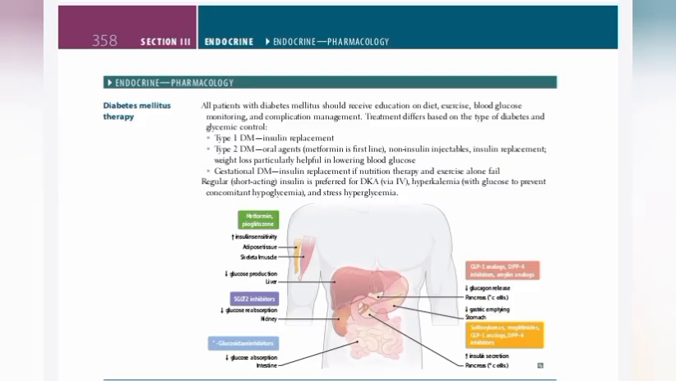This was all about diabetes mellitus therapy. So we must know that for type 2 diabetes mellitus, metformin is the first line. All diabetic patients should receive education on diet, exercise, blood glucose monitoring, and complication management. Thank you so much.